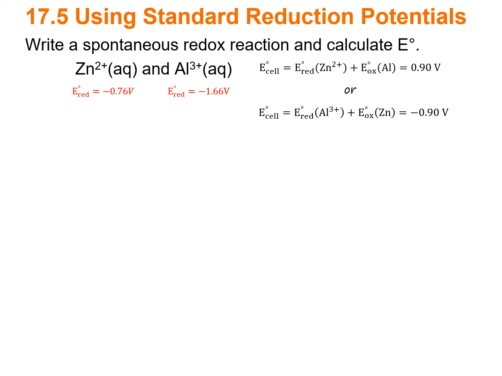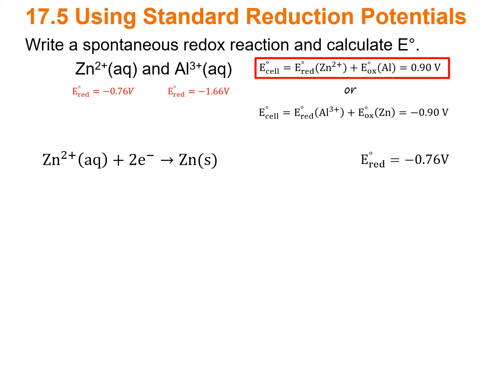So which of those two is spontaneous? Well, remember delta G equals minus nFE, and so we're looking for the largest positive value in order to find the most spontaneous reaction, and so that's the top one there that we see. So if we're trying to find this reaction's cell potential, we have zinc 2 plus plus 2 electrons going to zinc solid, and then we have aluminum going to aluminum 3 plus and 3 electrons. That's what we expect there.